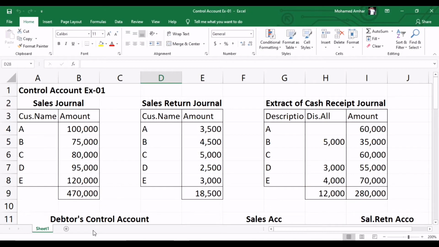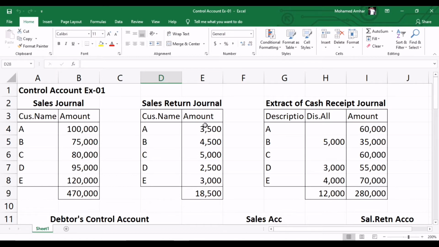You see here, there are 5 customers. We have sold goods on credit to those customers. A 100,000, B 75,000, C 80,000, D 95,000, customer E 120,000. So these are credit sales.